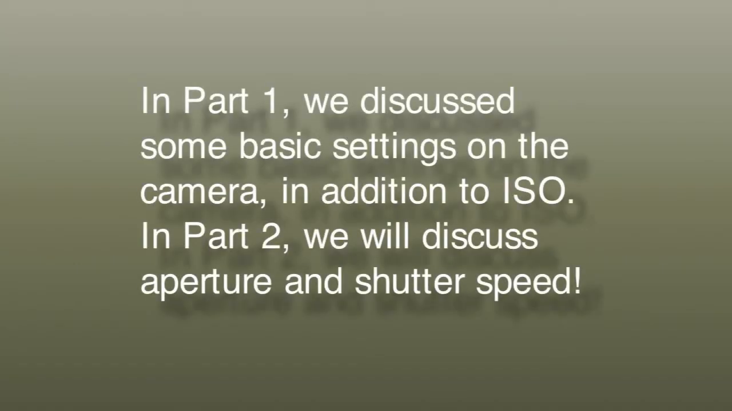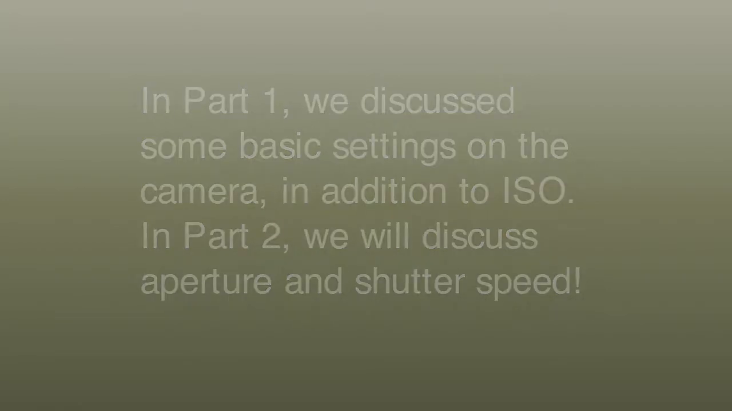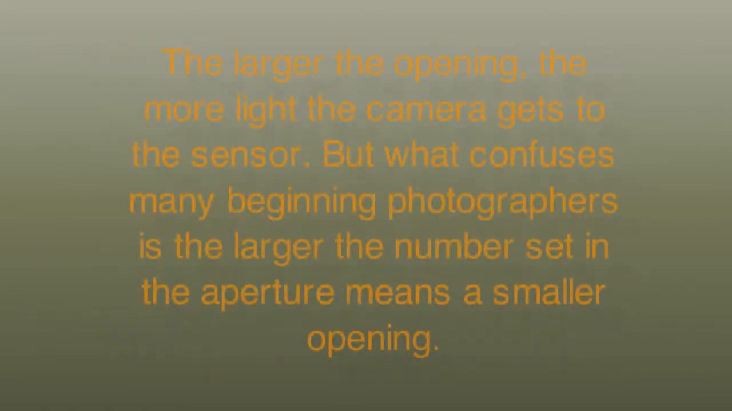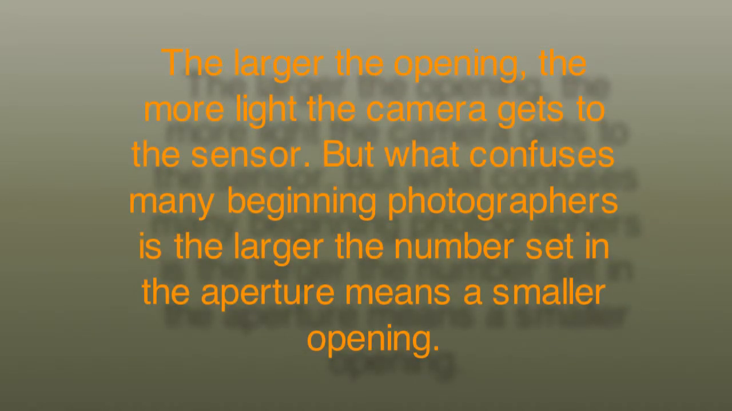In part 1, we discussed some basic settings on the camera, in addition to ISO. In part 2, we will discuss aperture and shutter speed. Aperture, simplified, is the opening in the lens. The larger the opening, the more light the camera gets to the sensor.